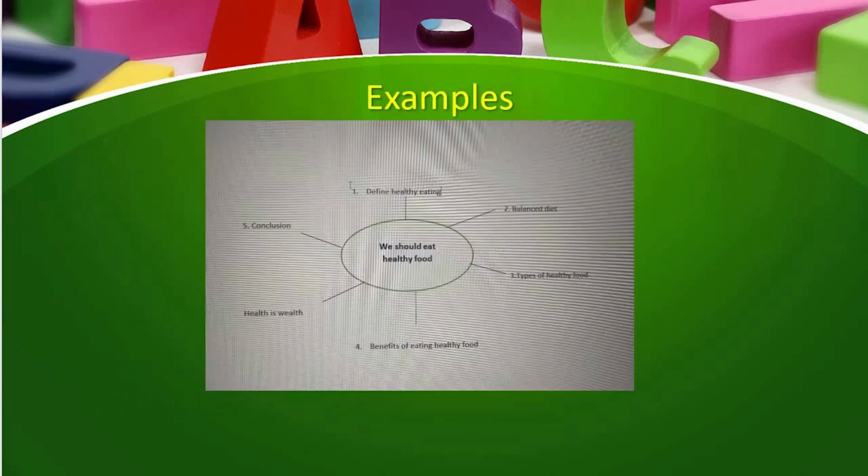Now let me give you an example for the mind map. We should eat healthy food is the topic. Now what they can do, they can write the paragraph out of this by defining healthy eating, then defining what is a balanced diet and the types of healthy food, benefits of eating healthy food, health is wealth, and then the conclusion. So this mind map will help them to write a paragraph.